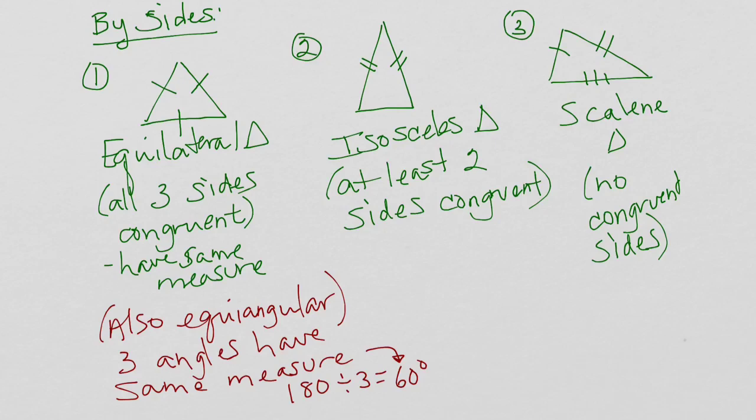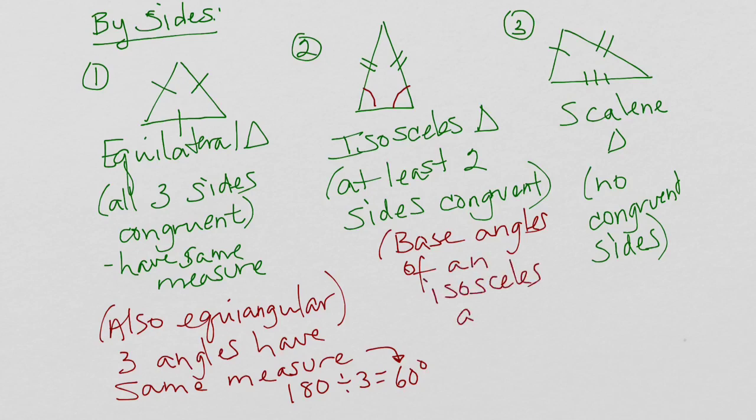I do want to point out something about an isosceles triangle. It turns out that the base angles of an isosceles triangle, the angles that are opposite the congruent sides, meaning this one and this one, are also congruent. That's just a little aside there. The base angles of an isosceles triangle, and we'll learn more about this later, are congruent. There are only two base angles. When we learn a little bit more about isosceles triangles, we'll come back to that idea.